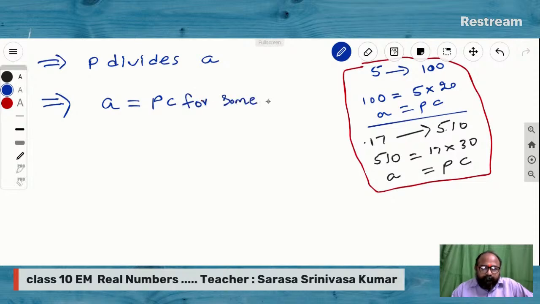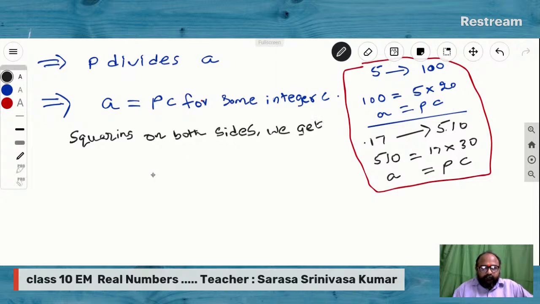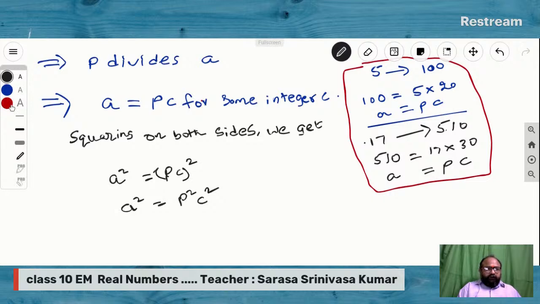For some integer C, we can write it. So now squaring on both sides, we get A square equal to PC whole square. So that is A square equal to P square C square. But we know that A square equal to PB square.